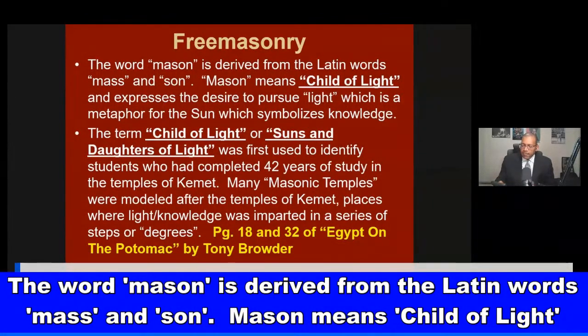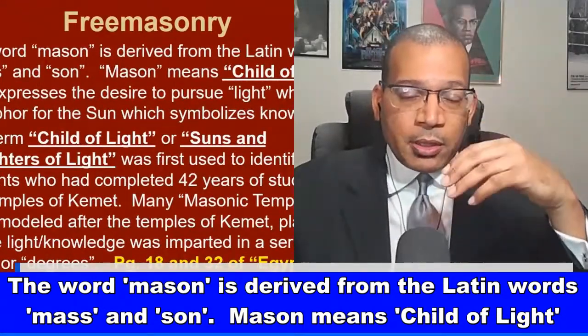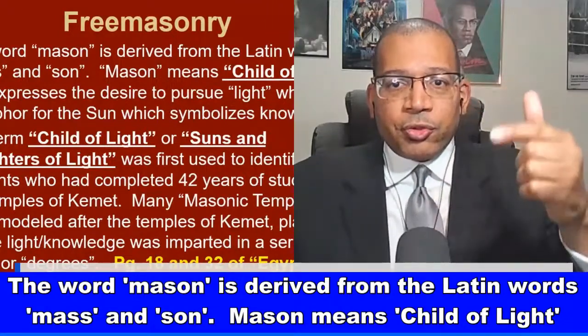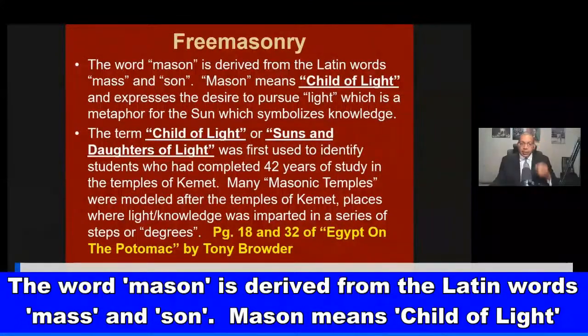And George G.M. James talks about this in the book Stolen Legacy. And he talks about the 7 liberal arts and the concept of getting your credentials in going to an institution of higher learning and getting your credentials in a series of steps, in a series of degrees: associate's degree, bachelor's degree, master's degree, PhD. That comes out of the Nile Valley region of Africa also. Read Egypt on the Potomac by Tony Browder, pages 18 to 32.